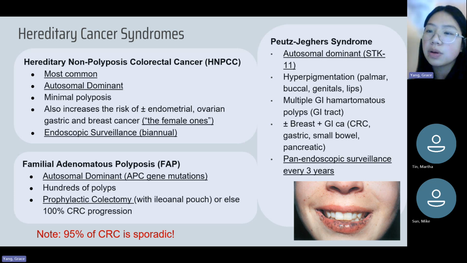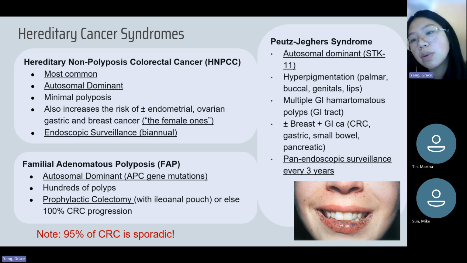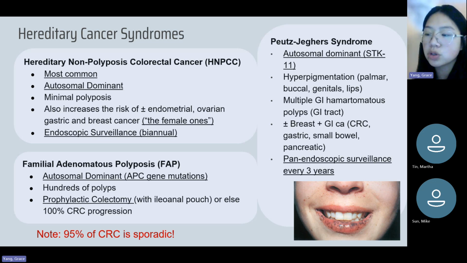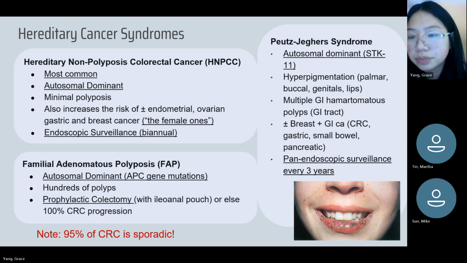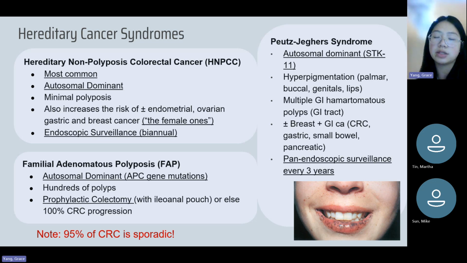You get multiple hamartomatous polyps. What this means is it's a benign tumor-like malformation made up of an abnormal mixture of cells and tissues, but these cells are non-cancerous. And with this, you need pan-endoscopic surveillance every 3 years. So with HNPCC, it's every 2, it's biannual.